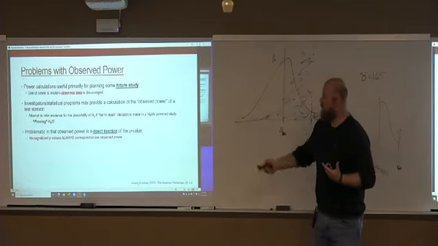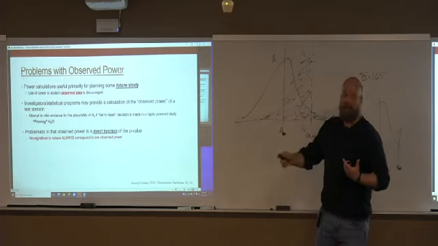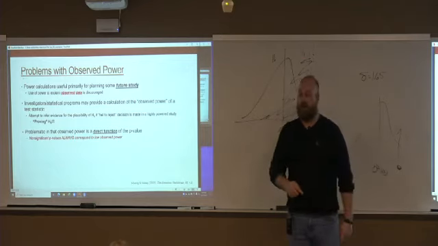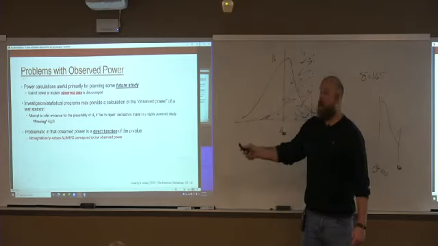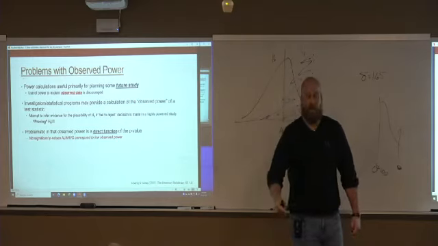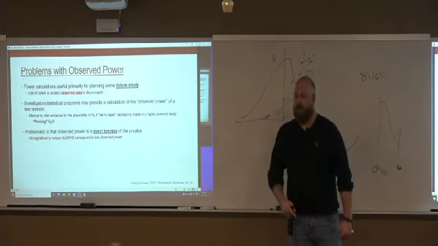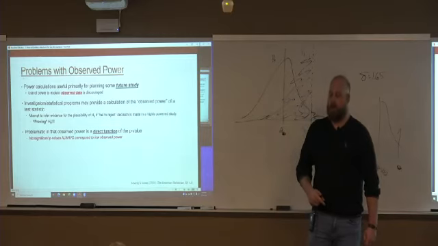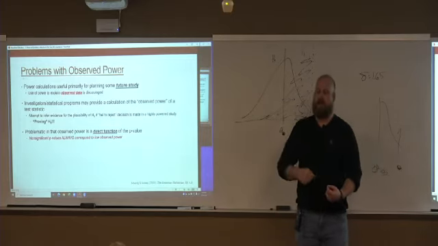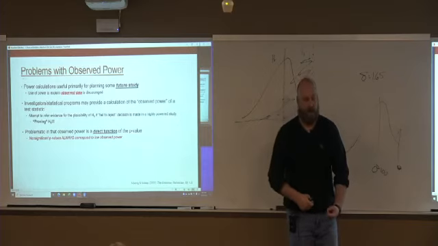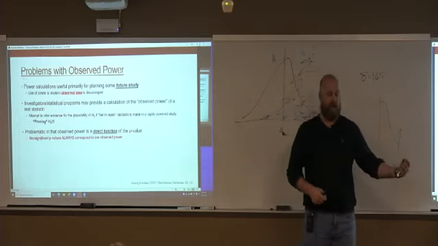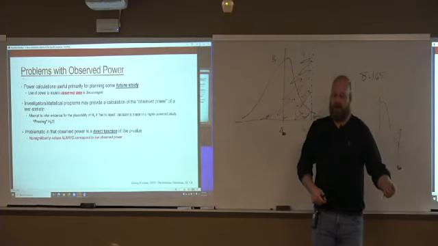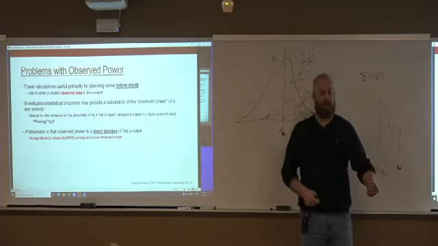The problem is that the observed power that SPSS or these programs calculate for you is a direct function of the p-value. So if I get a p-value above 0.05, by definition, my observed power will always be low. There is no circumstance in which I can fail to reject the null hypothesis and have that observed power estimate be high. If I fail to reject, my observed power is always going to tell me my power is low.